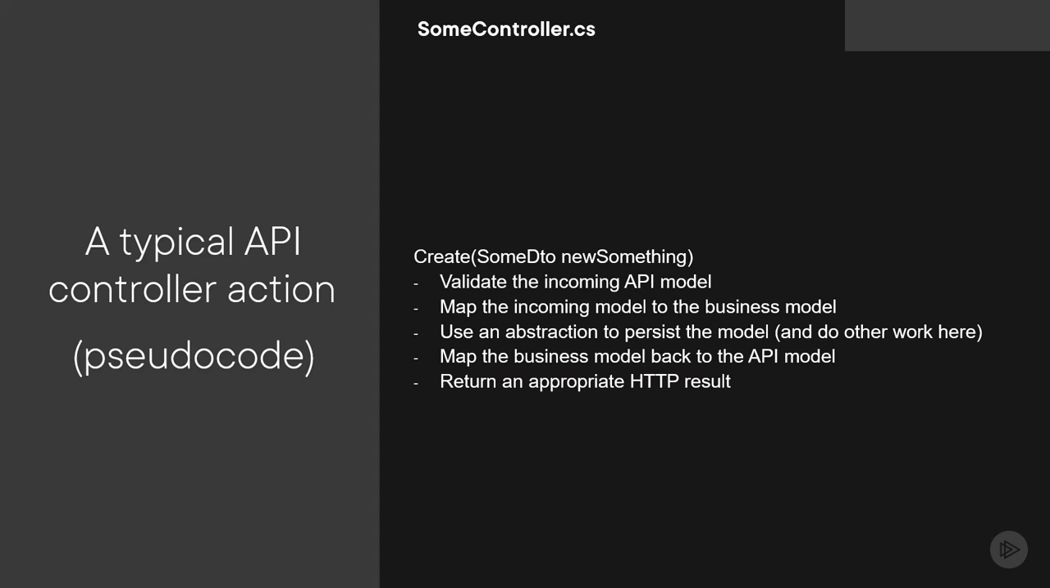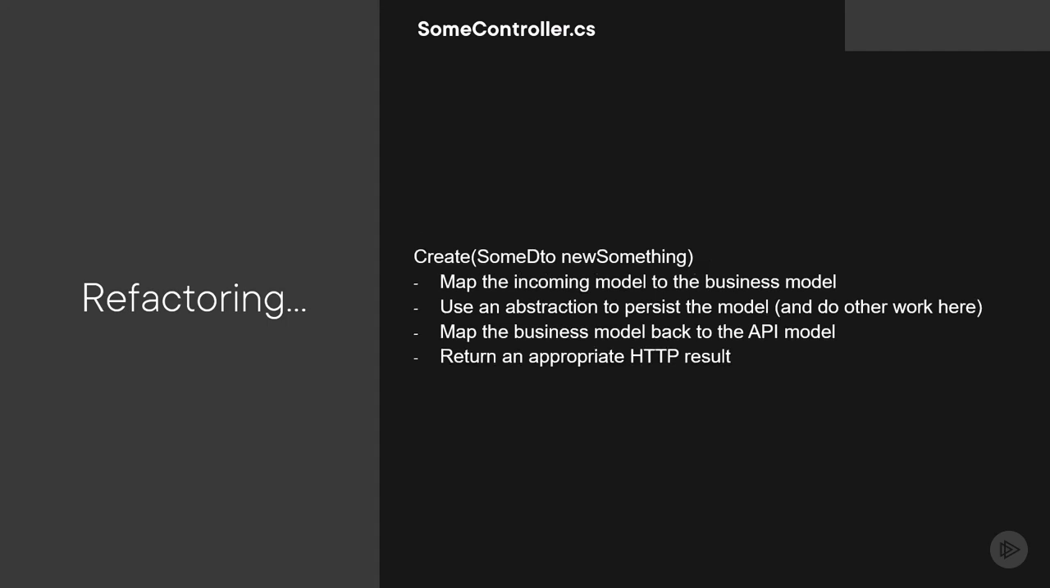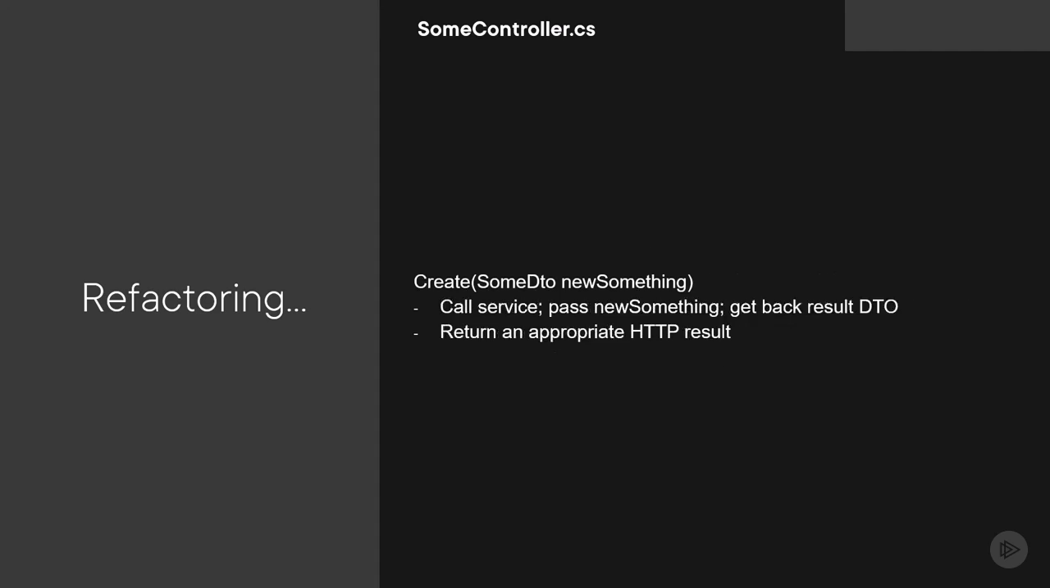Very few of these typical actions have to occur in the action method itself, and there are a few refactorings that you can make to improve this design by reducing how much code has to be in each one of your actions. Let's do some quick refactoring. First, we can remove the validation step, since the API controller attribute has that covered for us. Next, we can create a service that takes in the DTO, does all the work, including the mapping, and returns back the response DTO, leaving very little in the method itself.